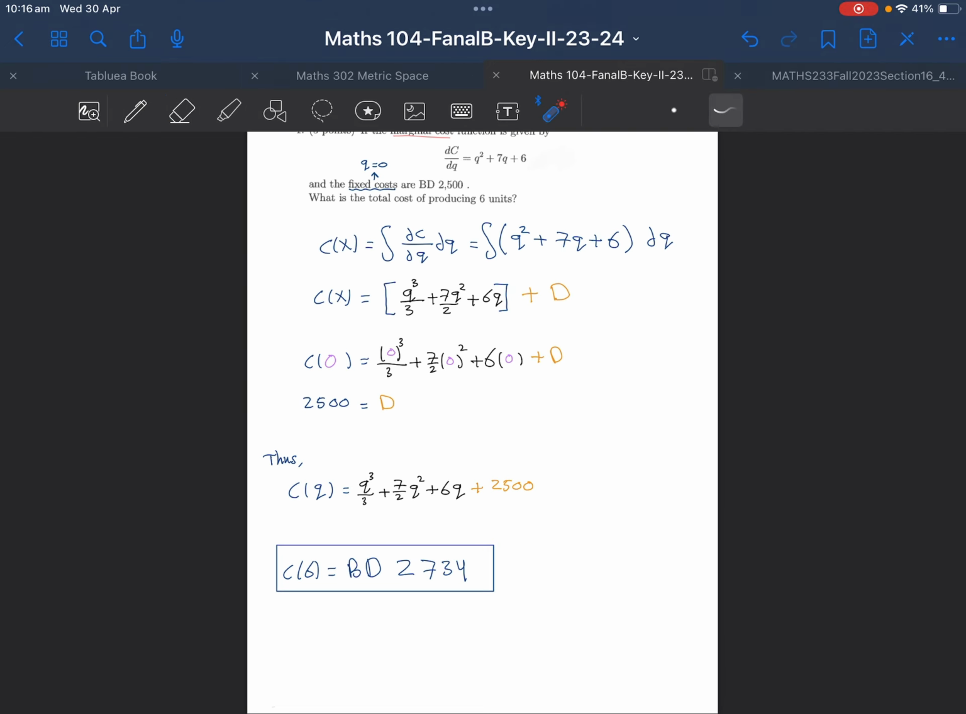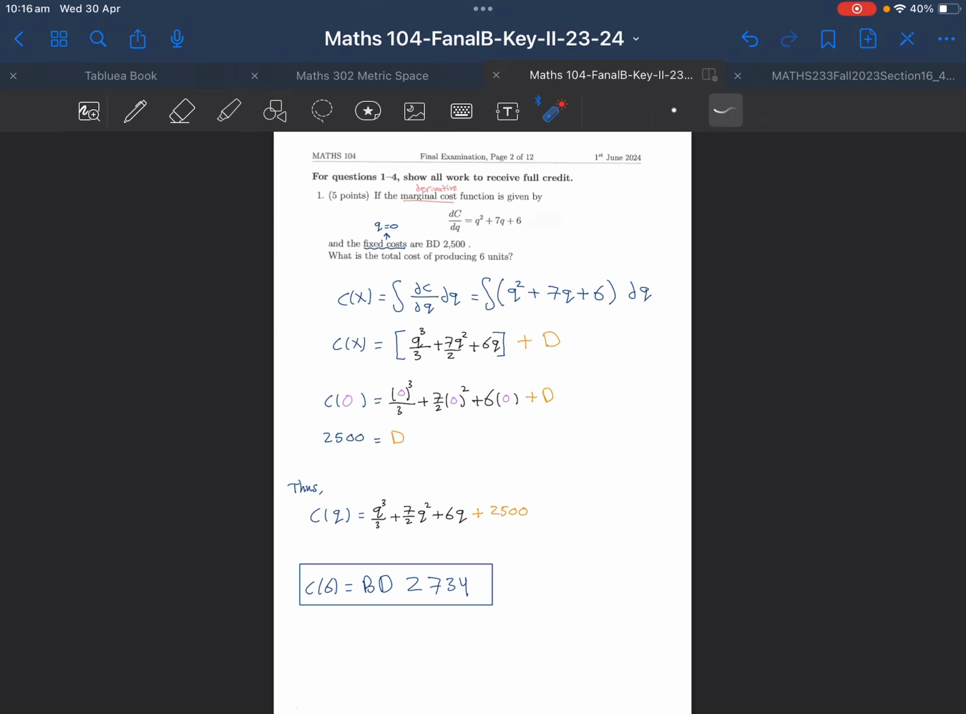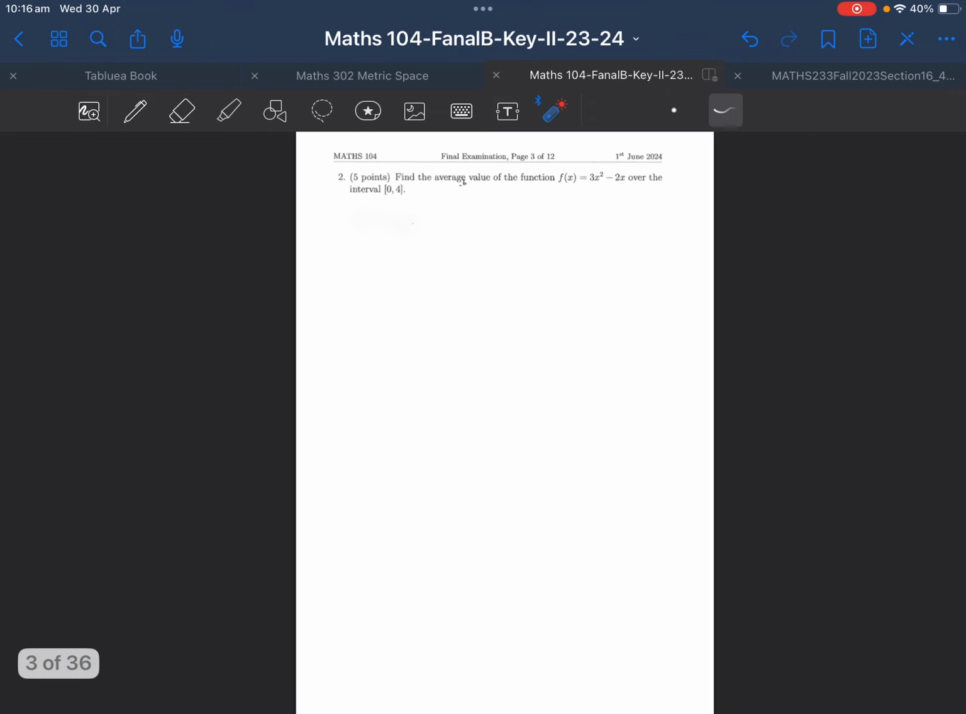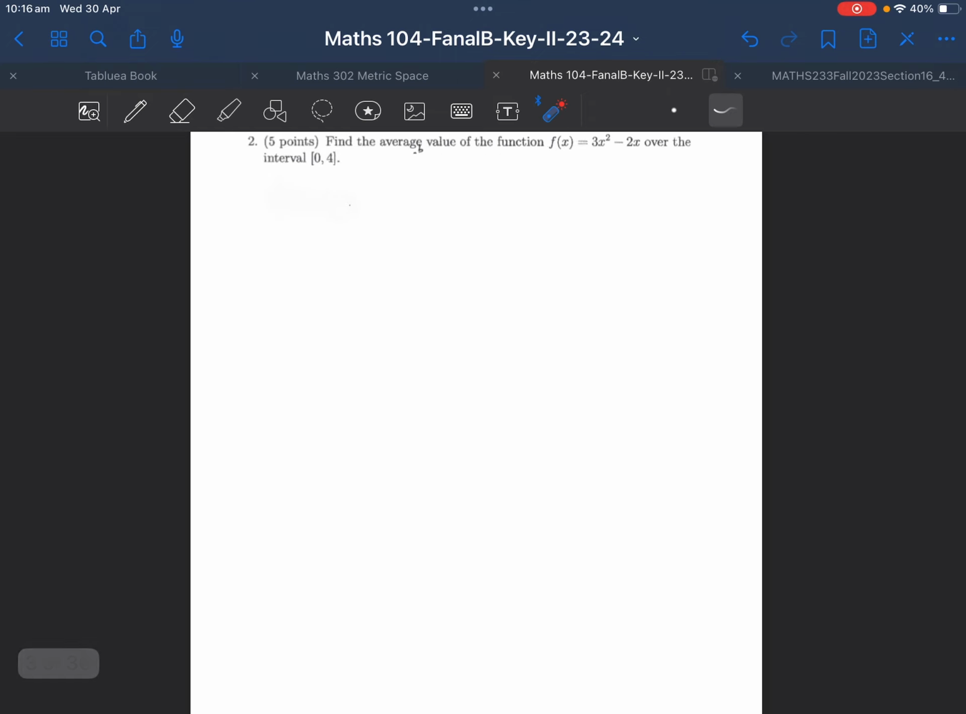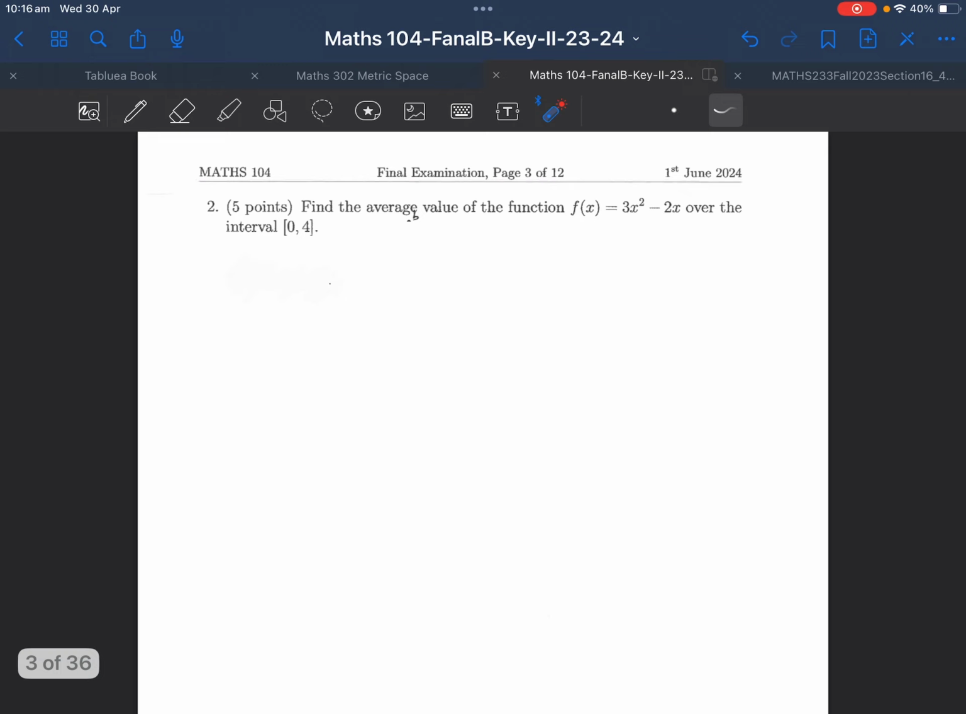So what we did, first step, we found the integral of the derivative. We get a constant D, we find the value for D, and now we get into this part here. That's the first part. Let's go to the second part, and if you can read it, we need to find something we call the average value. Now you might ask yourself, what is the average value?